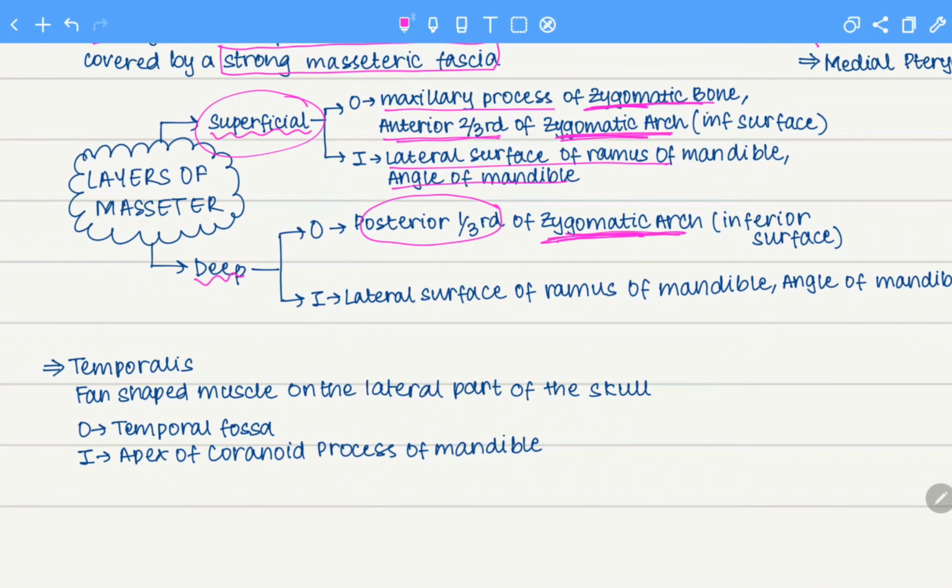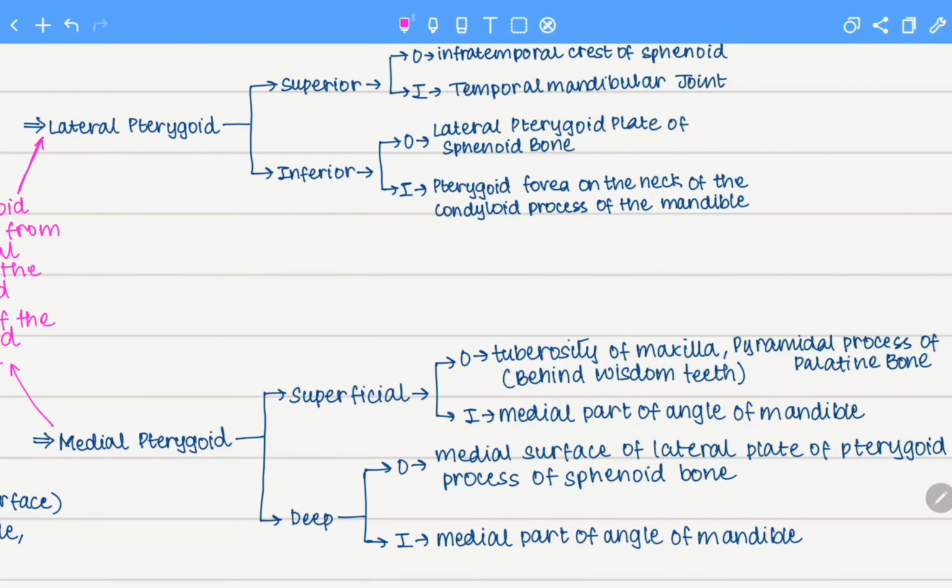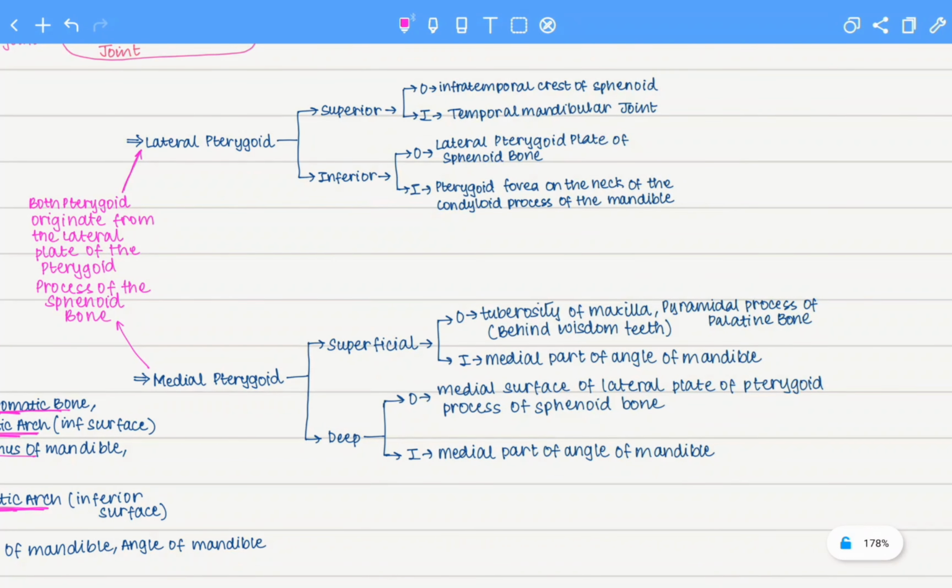Next we go to the temporalis muscle. The temporalis muscle is a fan-shaped muscle and it's present on the lateral part of the skull. To be specific, it's present on the temporal part of the skull. It originates on the temporal fossa and it inserts on the apex of the coronoid process of the mandible. Next, we move to the pterygoid muscles. We have two pterygoid muscles. One is the lateral pterygoid and the other one is the medial pterygoid. Lateral pterygoid is the main muscle.